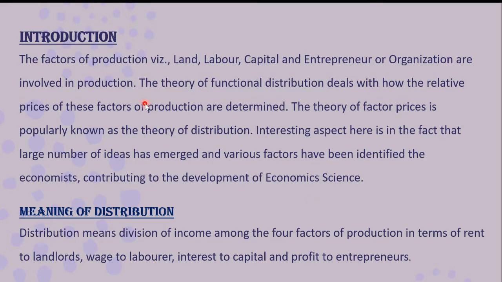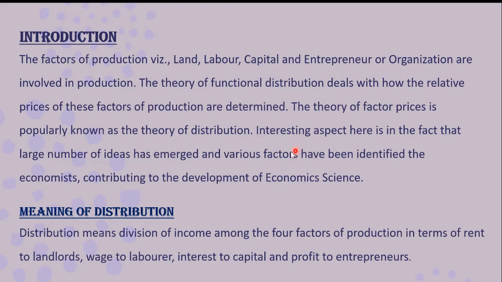So the factors of production, namely land, labor, capital, and entrepreneur or organization, are involved in production. The theory of functional distribution deals with how the relative prices of these factors of production are determined. The theory of factor prices is popularly known as the theory of distribution. So, how the factors are given the remuneration or how the factors are assigned the prices, this theory is called the theory of distribution.